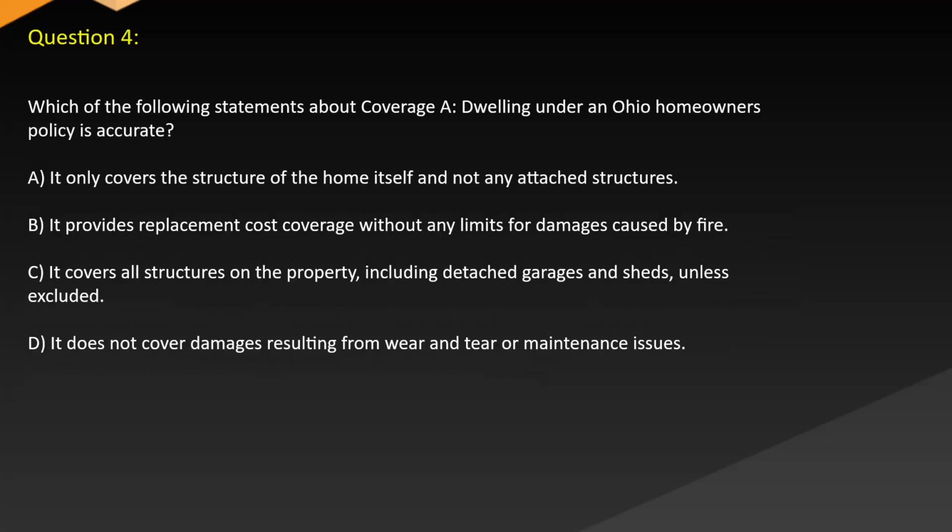Question 4. Which of the following statements about Coverage A, Dwelling, under an Ohio homeowner's policy is accurate? A. Only covers the structure of the home itself and not any attached structures. B. It provides replacement cost coverage without any limits for damages caused by fire. C. It covers all structures on the property, including detached garages and sheds, unless excluded. D. It does not cover damages resulting from wear and tear or maintenance issues.